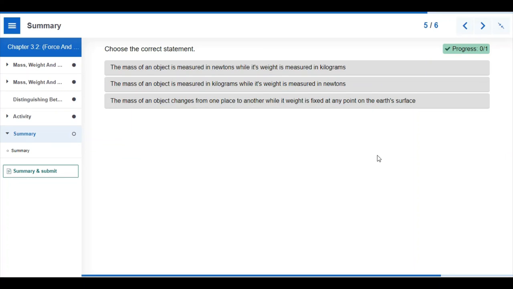The mass of an object is measured in kilograms, while its weight is measured in newtons. That's correct. But we can't leave out the third statement. The mass of an object changes from one place to another. No, the mass is always constant, while its weight is not fixed at any point on the Earth's surface. Weight of any object changes on the Earth's surface depending on where you are. So we can go with: the mass of an object is measured in kilograms, while its weight is measured in newtons.